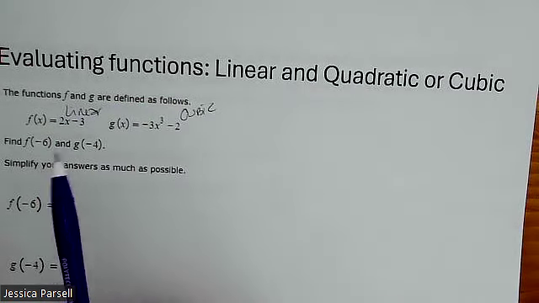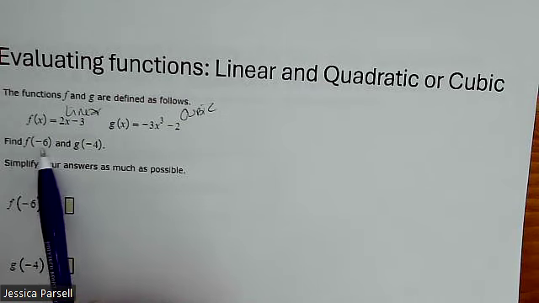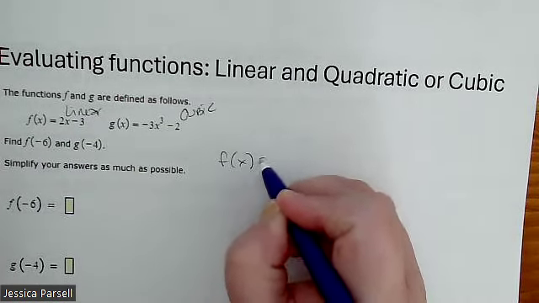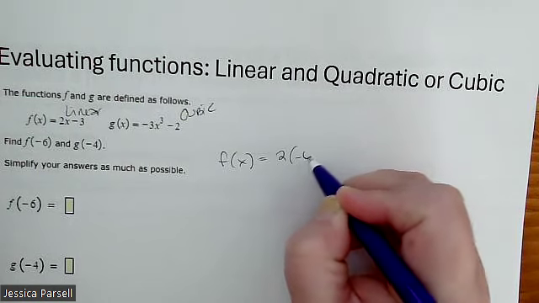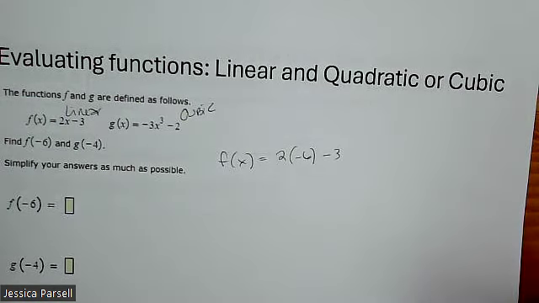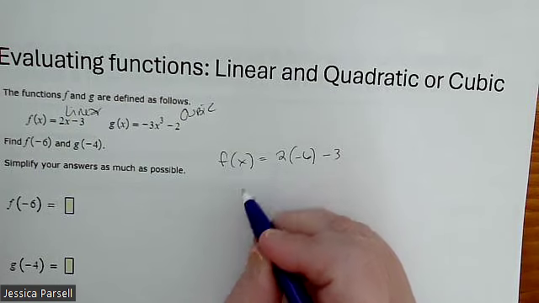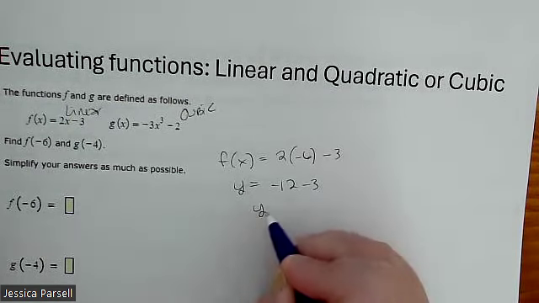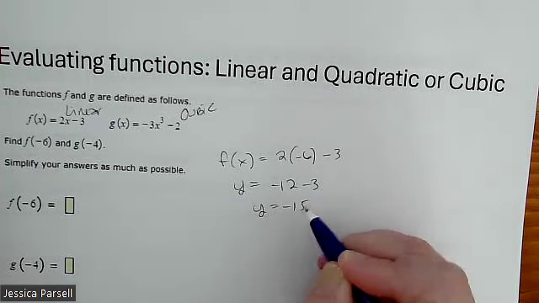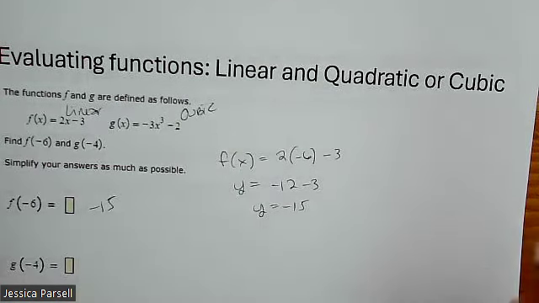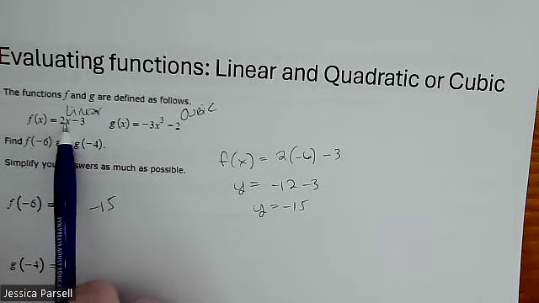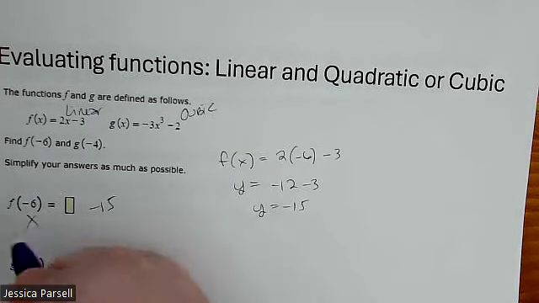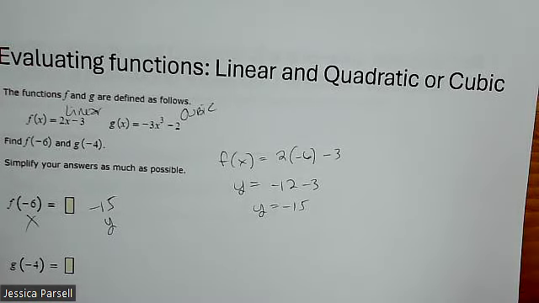Okay, now this says use the f function, put -6 in for x. Okay, we can do that. So f of x equals 2 times -6 minus 3. And if you don't like f of x, you could just say y equals, this becomes -12 minus 3, y equals -15. Okay, so when you put -6 into this function, the output is -15. So in with -6, out with -15.